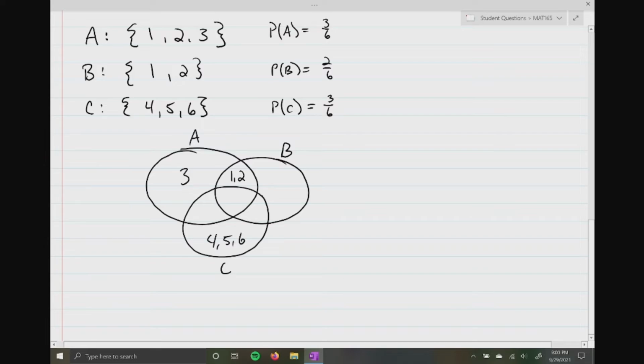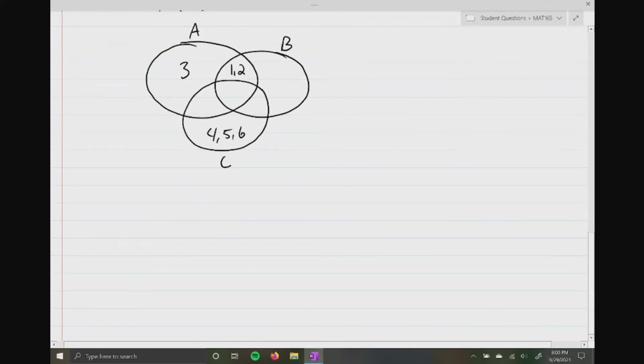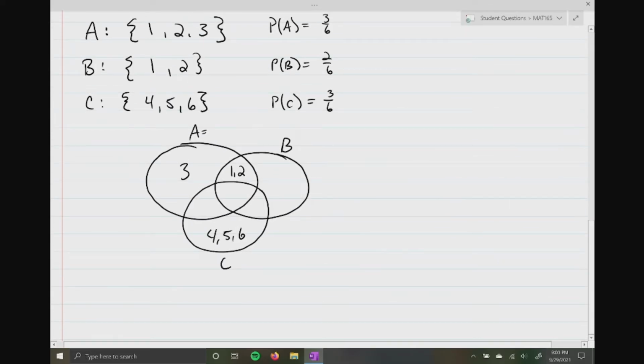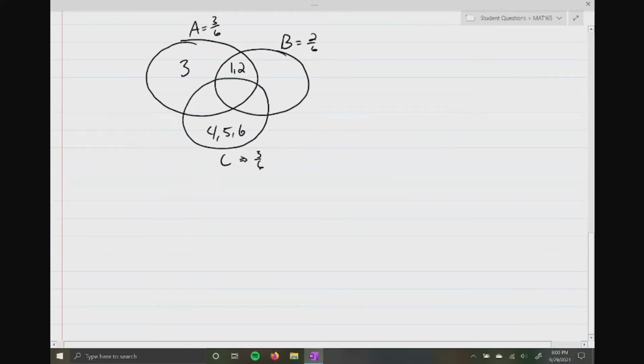There's your Venn diagram. And I want to leave that up there. Oh, wait, I want to label these. Sorry. 3/6, 2/6, and 3/6 again. Okay? So the question says, find the probabilities associated with the following events.